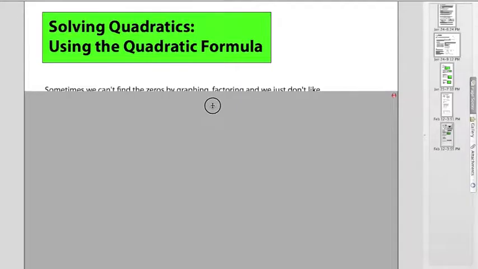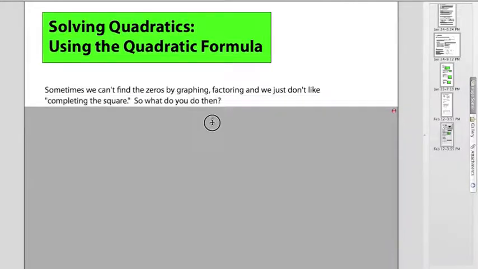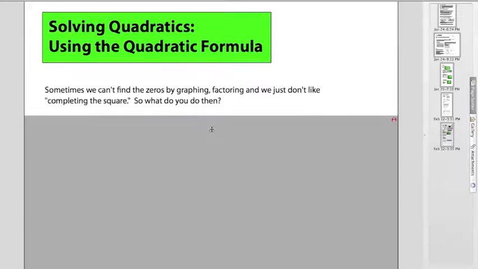It doesn't matter what the equation looks like. It doesn't matter how it ends. It doesn't matter anything. This one will always give you solutions. And so let me just go ahead and show you the formula.